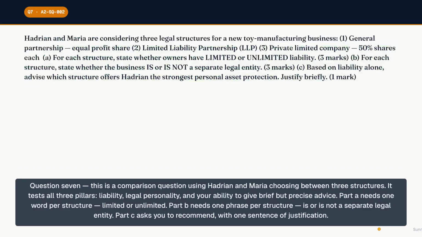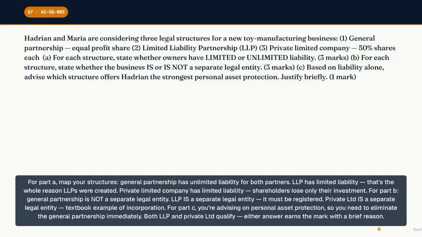For Part A, map your structures. General partnership has unlimited liability for both partners. LLP has limited liability. That's the whole reason LLPs were created. Private limited company has limited liability. Shareholders lose only their investment.